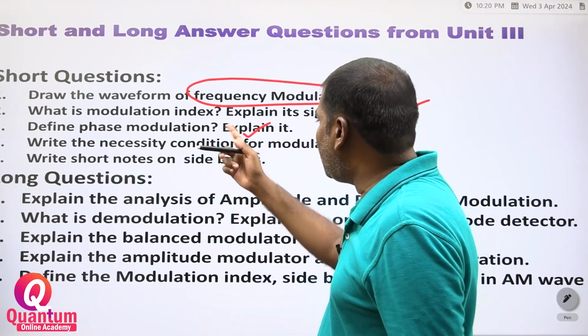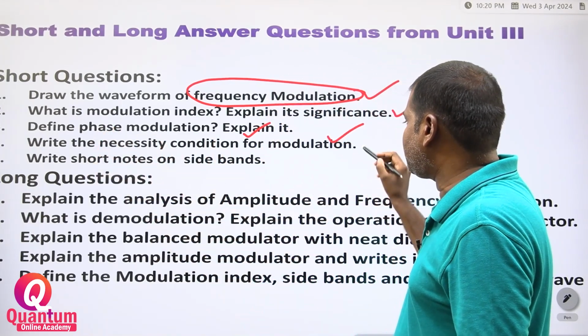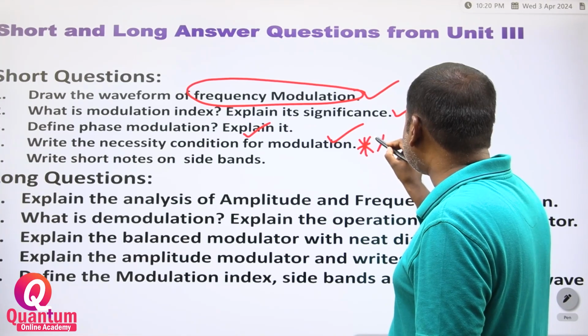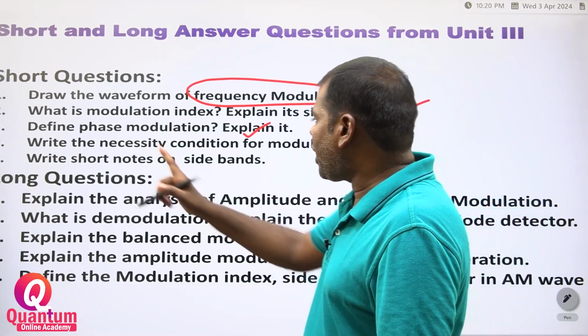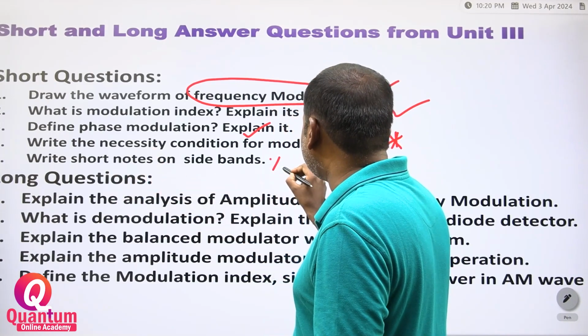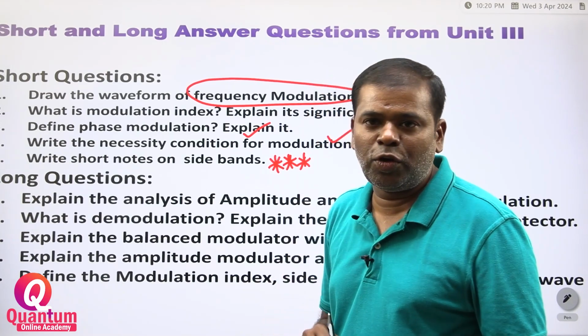Define the phase modulation and explain it. Next, the third one is the phase modulation. Write the necessity condition for modulation. This is very important. Write the necessity condition for modulation. Pakka question will come. Write short notes on side bands. This is also important. Short notes on the side bands also you have to take.